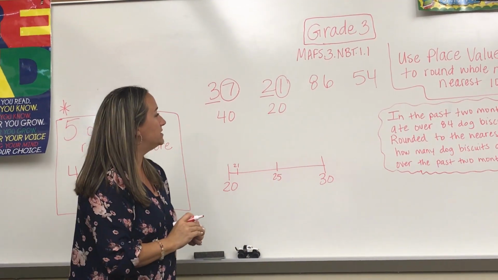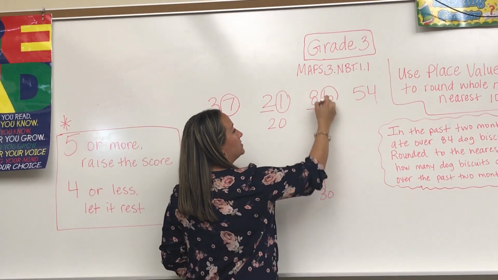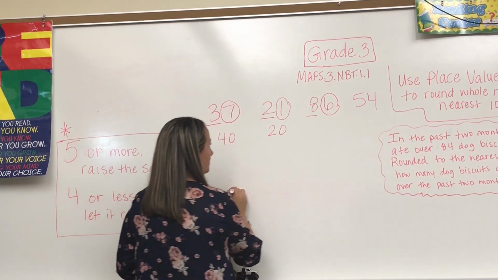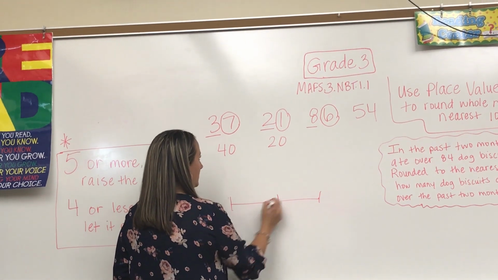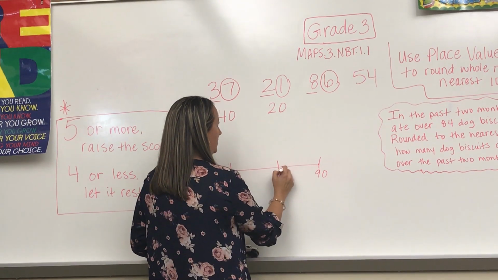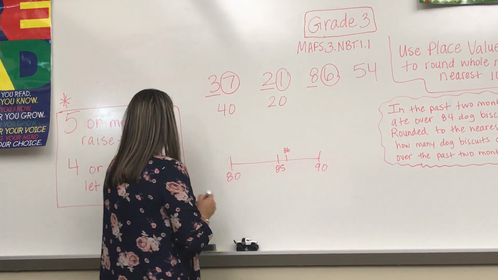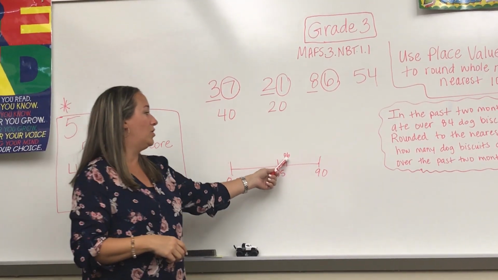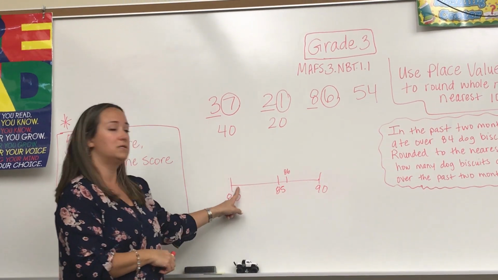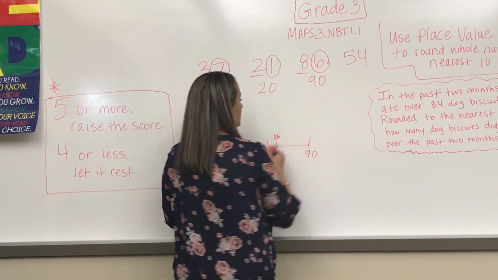Okay, the next one is 86. We're going to look at the tens place. We have 8, but in the ones is a 6. So if we draw our number line, we're going to have 80 and 90 with 85 in the middle. Now 86, we're going to look at the ones place. If it's 5 or more, we're going to raise the score. And that's also closer to 90 than it is to go back to 80. So our answer for this is 90.